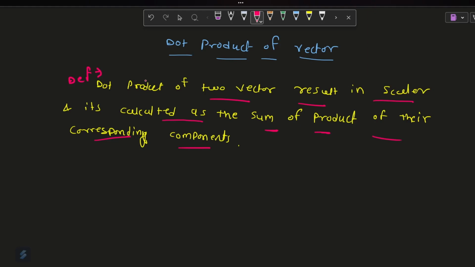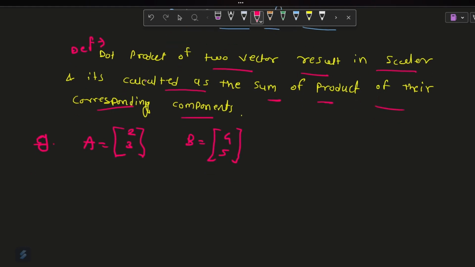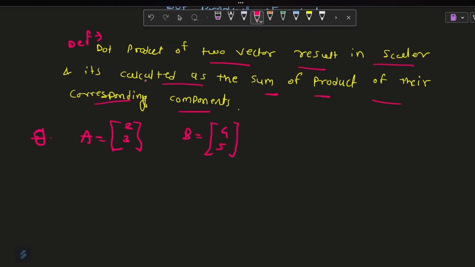First, let's take an example. The first vector is A, which is 2 and 3, and the second vector is B, which is 4 and 5. We simply take the dot product of A and B. A dot B uses the corresponding components, which means 2 multiplied by 4, and similarly 3 multiplied by 5, and then we sum the products.